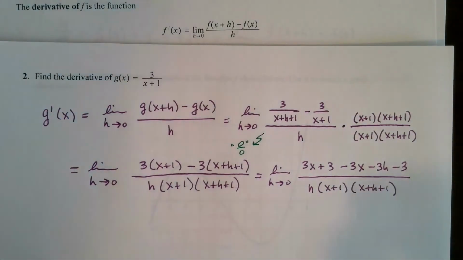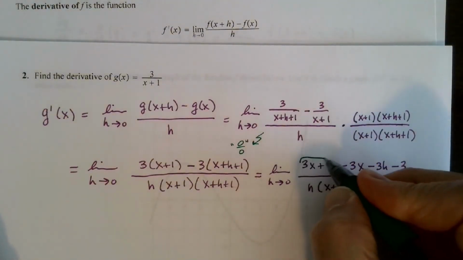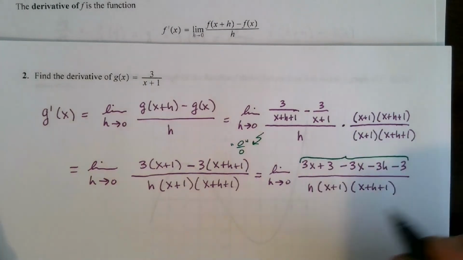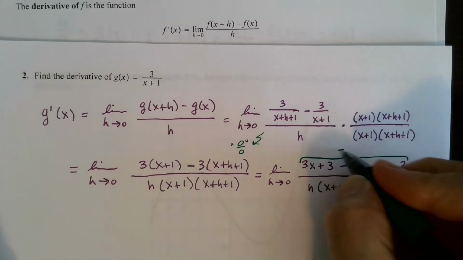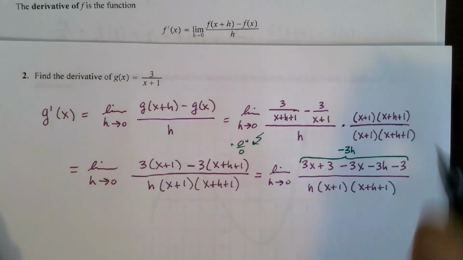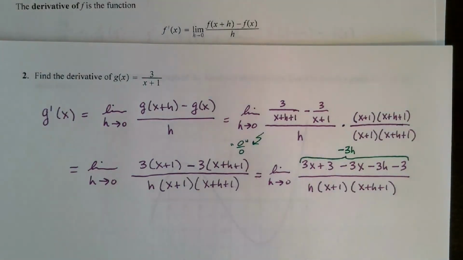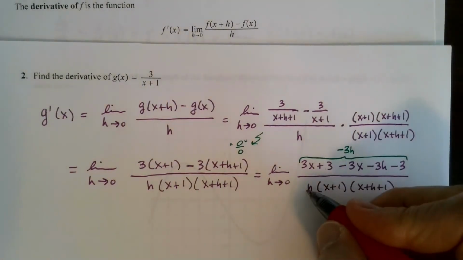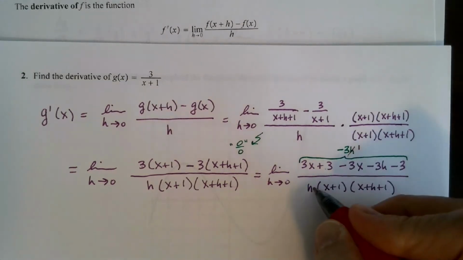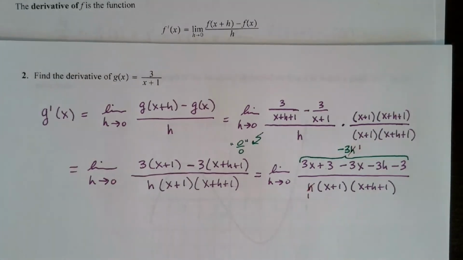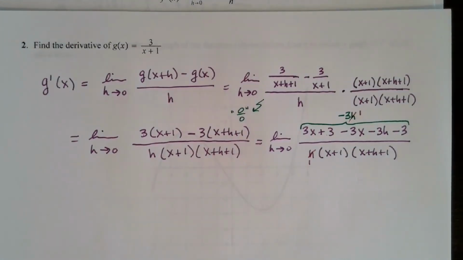And what does all of this up top in the numerator simplify down to? What do we do after we combine like terms? 3x minus 3x, 3 minus 3. We're just left with negative 3h up top. Okay. We're still indeterminate, but there's my factor of h that I'm looking for, right? h in the numerator, h in the denominator. So I can indeed cancel that out that way.